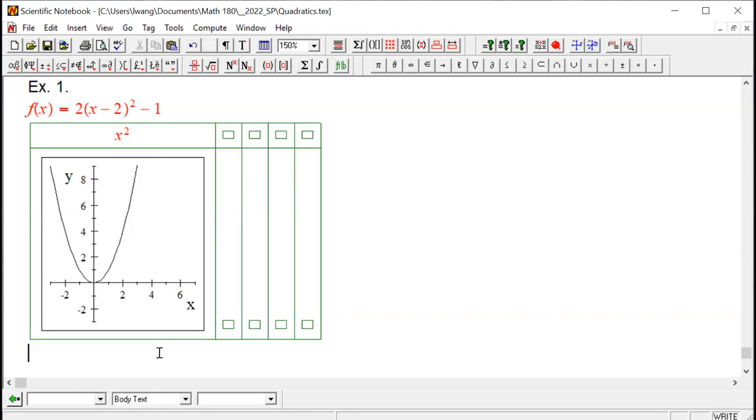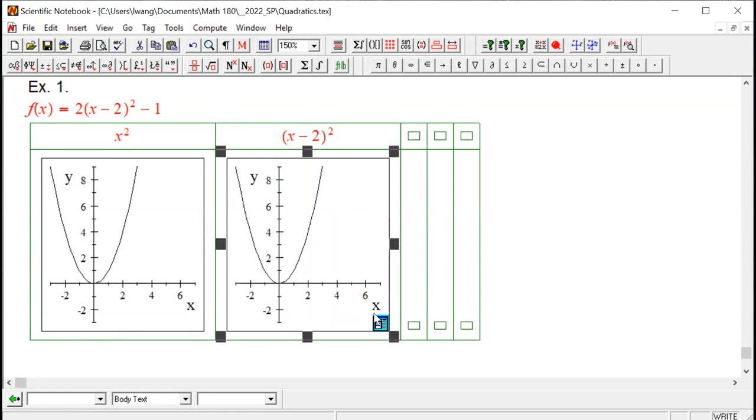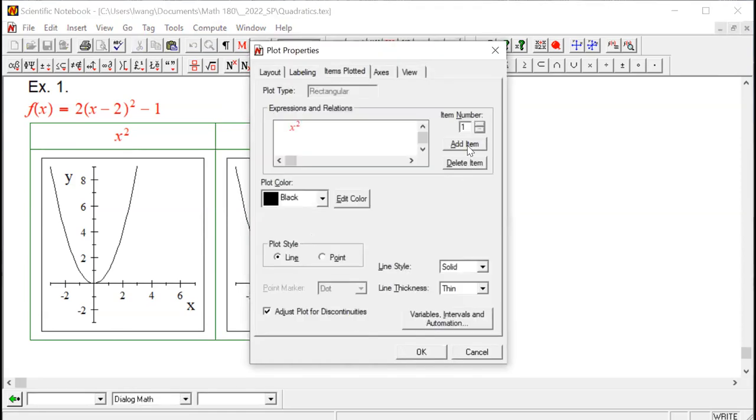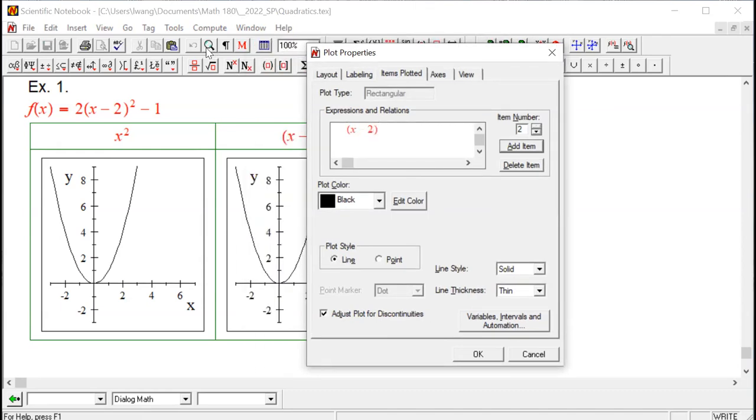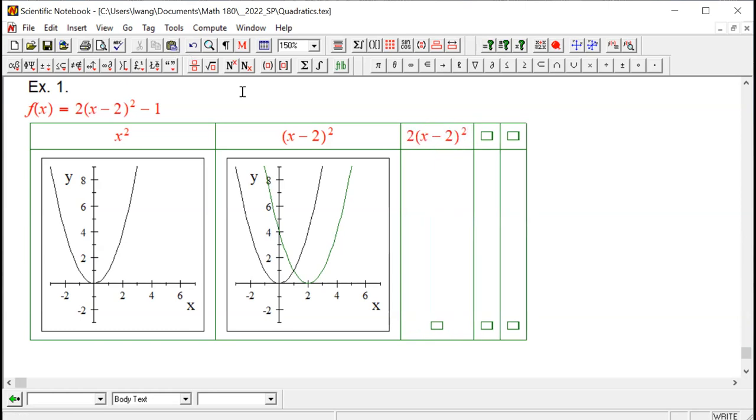Here we go. From x squared, we can get x minus 2 squared. x minus 2 squared is just a shifting of x squared to the right by 2 units. That shifting is shown on the picture, x minus 2 squared, shifted to the right by 2 units. We're going to use the green. That's the green. And then I'm going to multiply by 2. What will happen if I multiply by 2? Is it wider or more narrow?